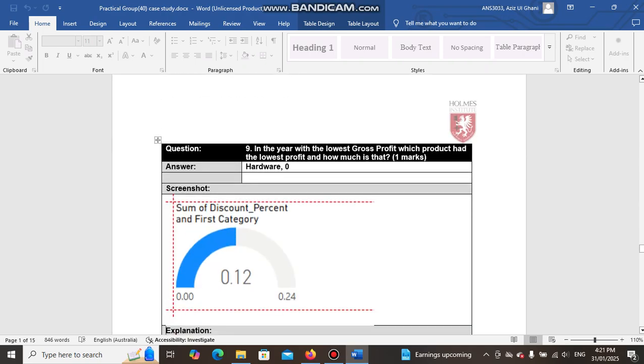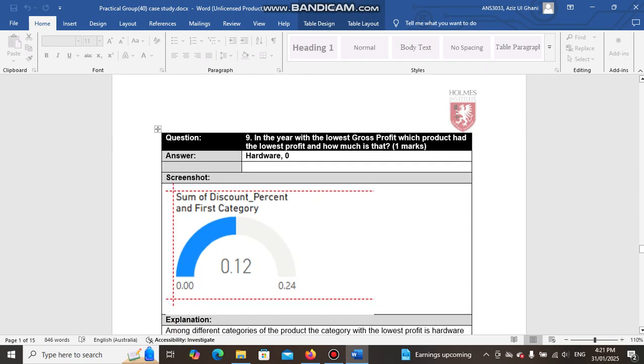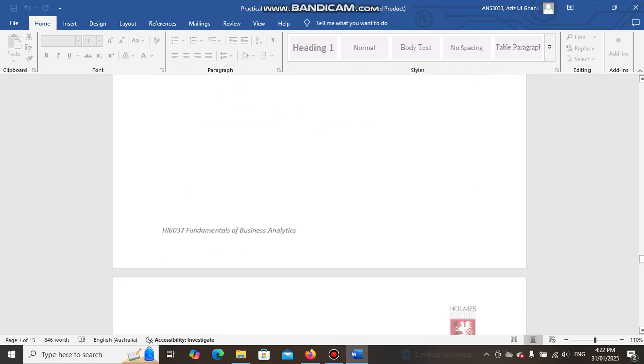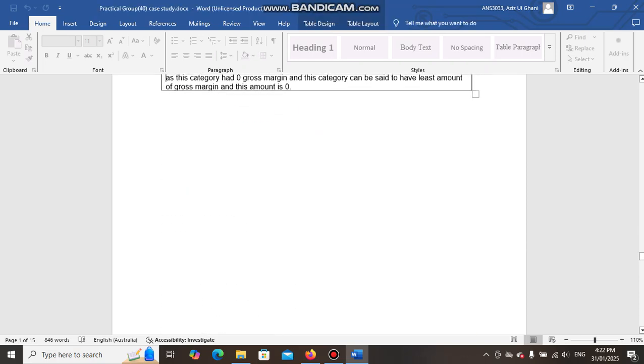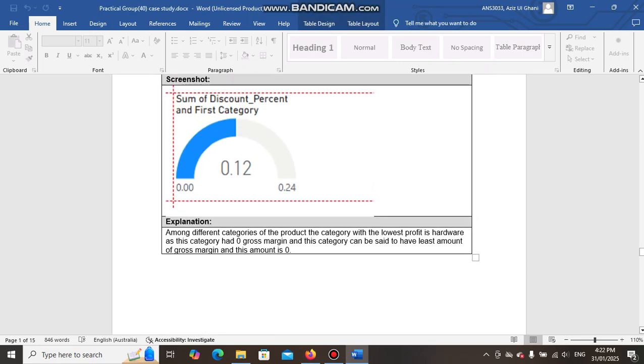So the next question. In the year with the lowest gross profit, which product had the lowest profit? How much is that? Hardware is the lowest profit. Now I'll tell you the explanation. Among different categories of the product, the category with the lowest profit is hardware, as I already told you, and it has zero gross margin.